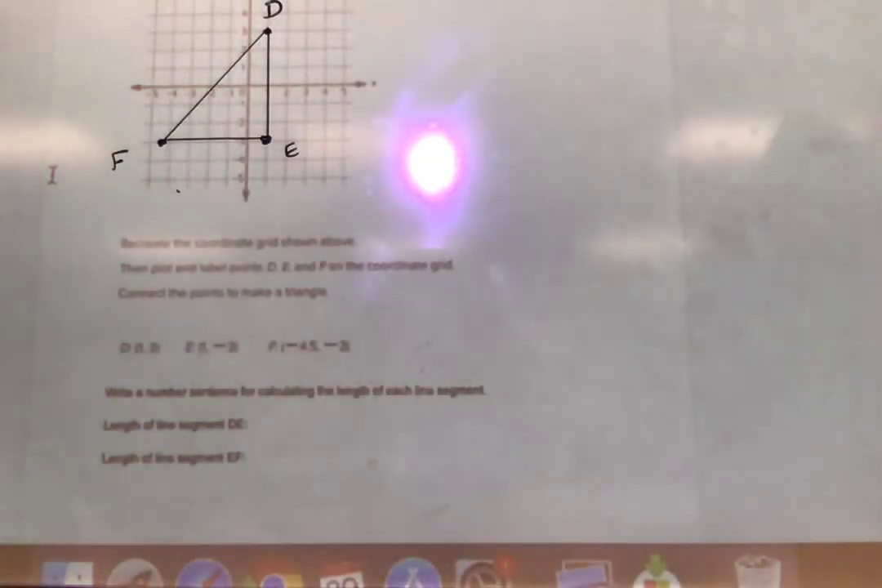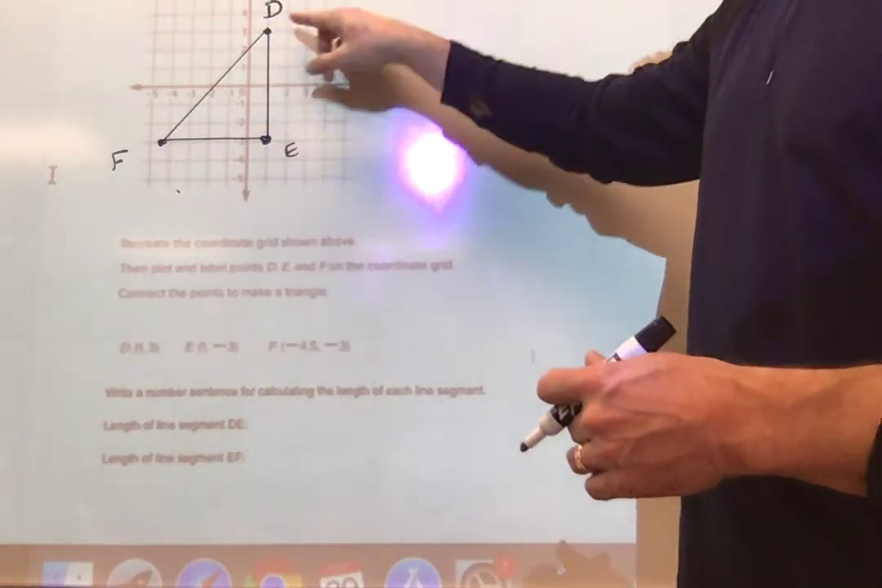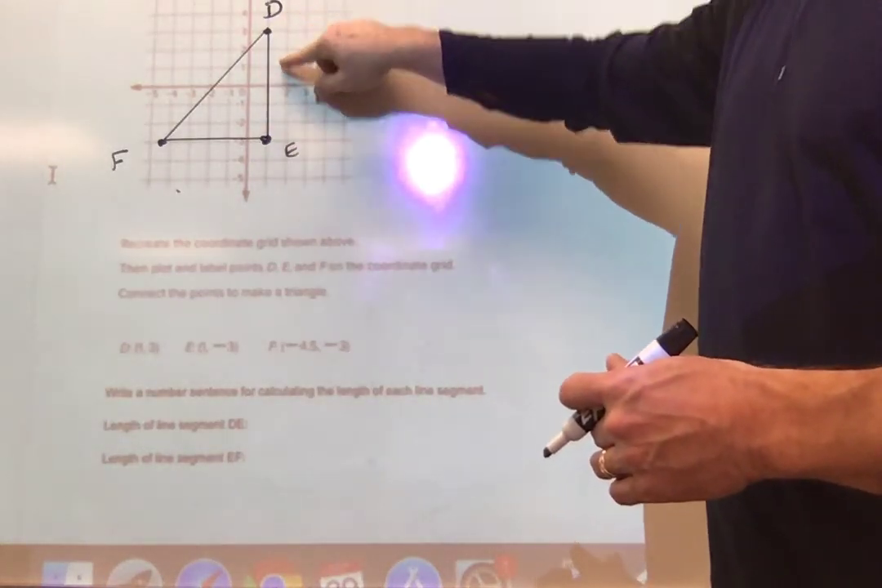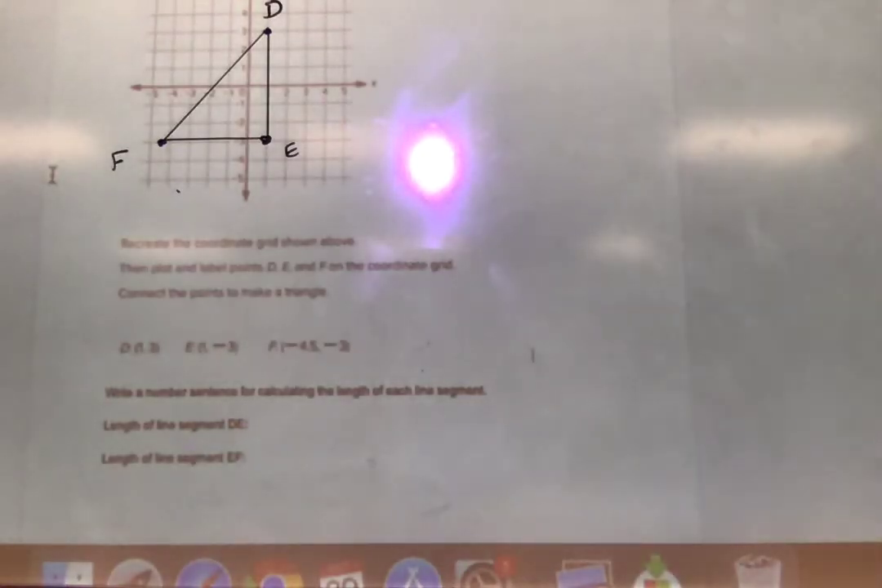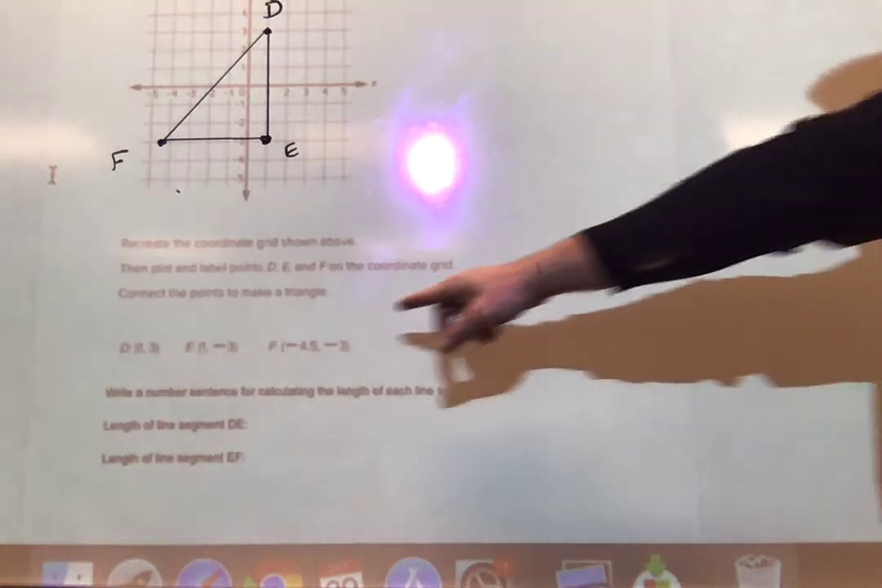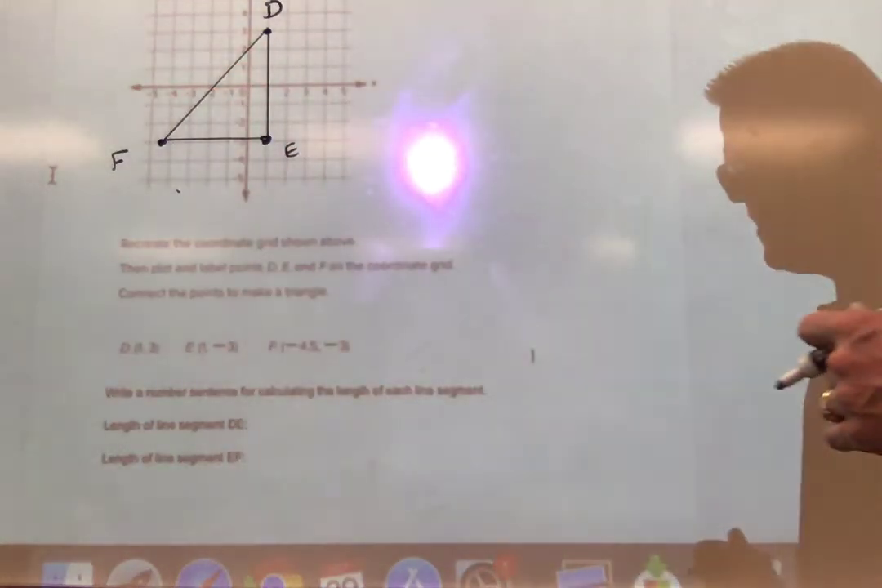All right, so I can see the polygon I've made is a triangle. Triangle DEF. Remember when you say them, you can start with any one of the points, but then you need to go in order. So DEF, that I could call this. Okay, now my job is to write a number sentence for calculating the length. And if you guys remember from the past, we should be able to do this just looking at the coordinates here and not worrying about actually counting on here. We can use that to help us.